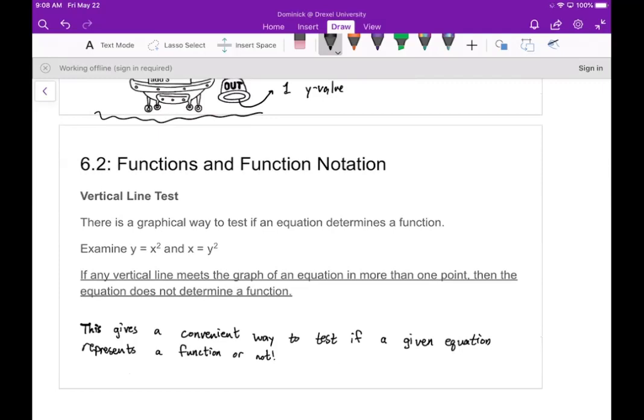Okay, so now that we've talked a little bit about functions, we can talk about how to tell if a certain equation represents a function, right? And that's the idea of the vertical line test, right? And the vertical line test states that if any vertical line touches the graph of an equation in more than one point, then the equation is not a function. We'll take a look at why.